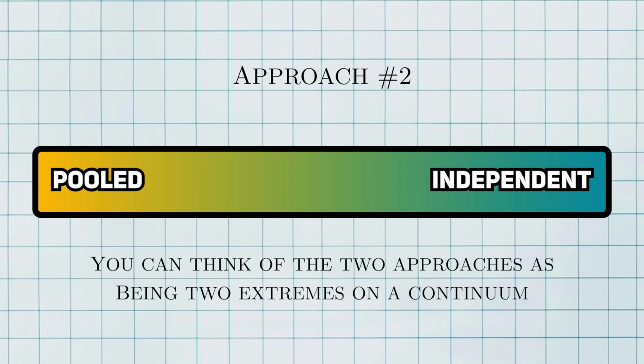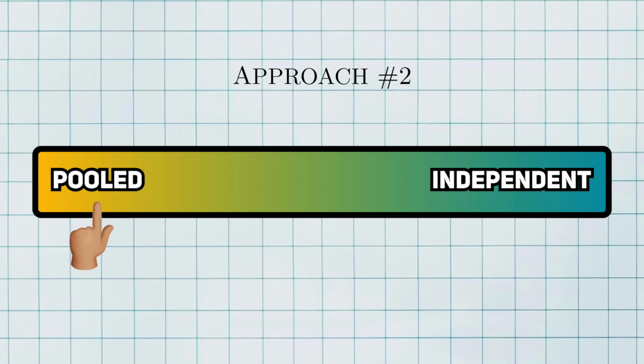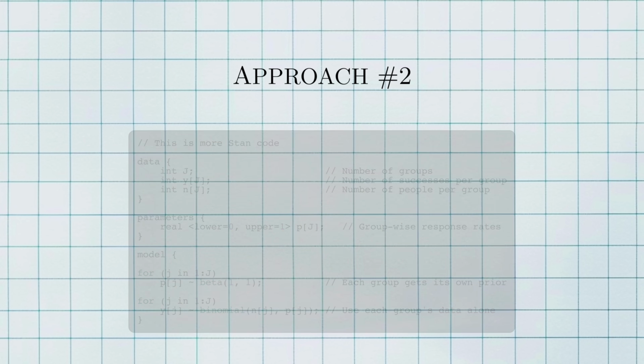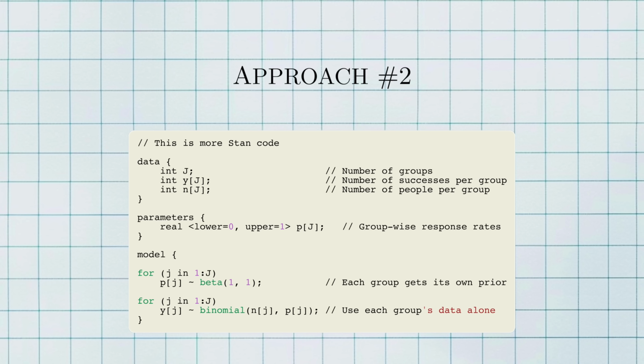You can think of the pooled and independent approaches as two extremes on a continuum. Either all the groups have the same response rate, or they have their own distinct rate. Here's a Bayesian implementation of the independent approach in Stan. Again, you don't need to understand it to get the video. All I want to point out is that each group gets its own response rate.